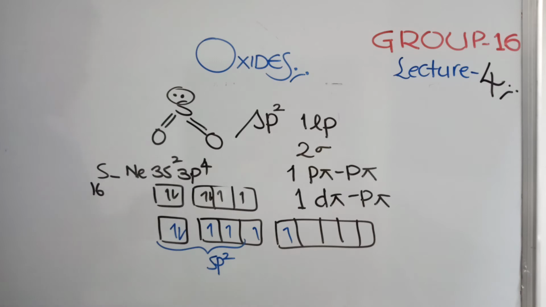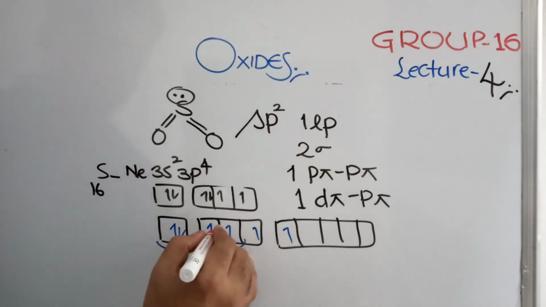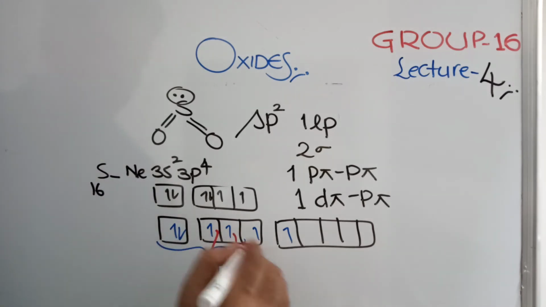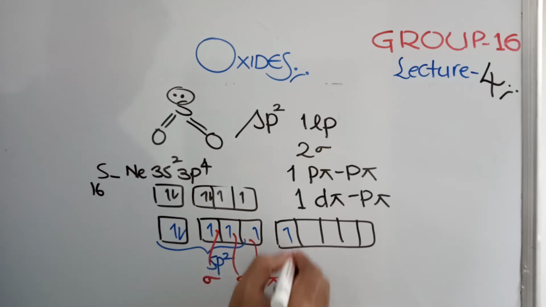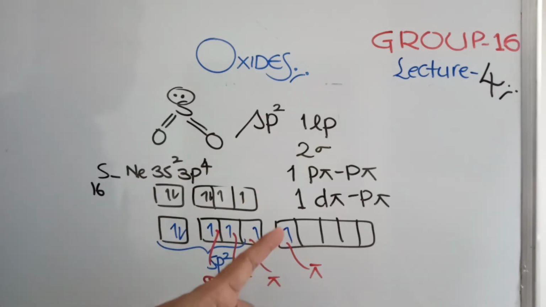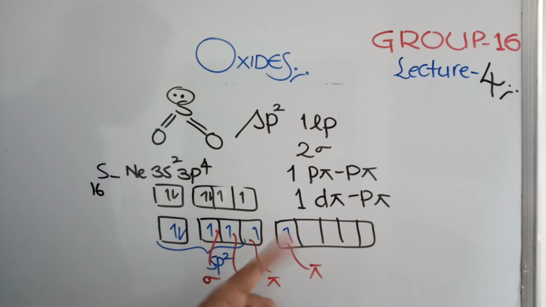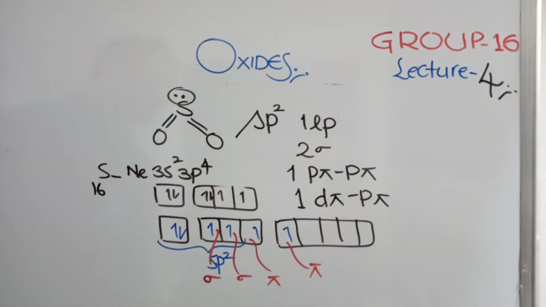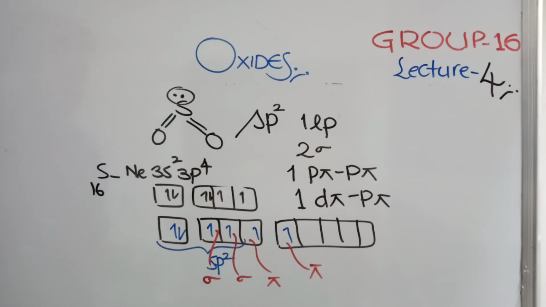With this electron, it is going to form a sigma bond. With this, it is going to form a sigma bond. With this, it is going to form a pi bond. Oxygen's orbitals are always p orbitals. Oxygen does not have any d orbital. If this p orbital participates in a pi bond, that is called p pi p pi. It's oxygen's p orbital. If this forms a bond, that is called d pi p pi, because this is the d orbital and oxygen's p orbital. So one pi bond is p pi p pi, another pi bond is d pi p pi.